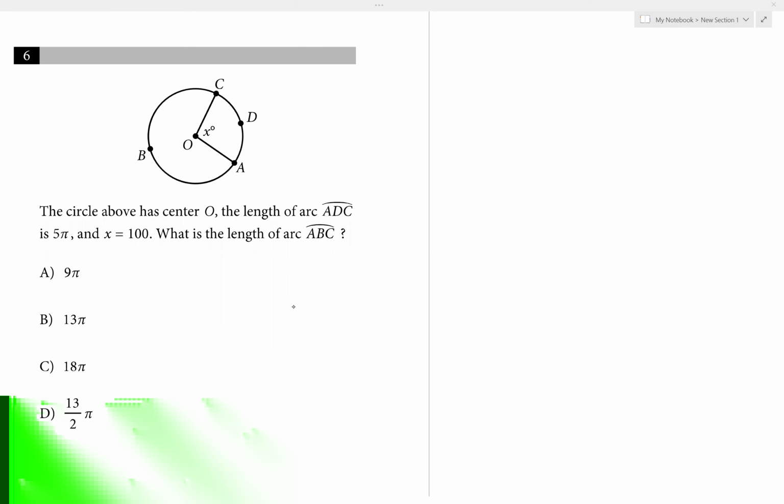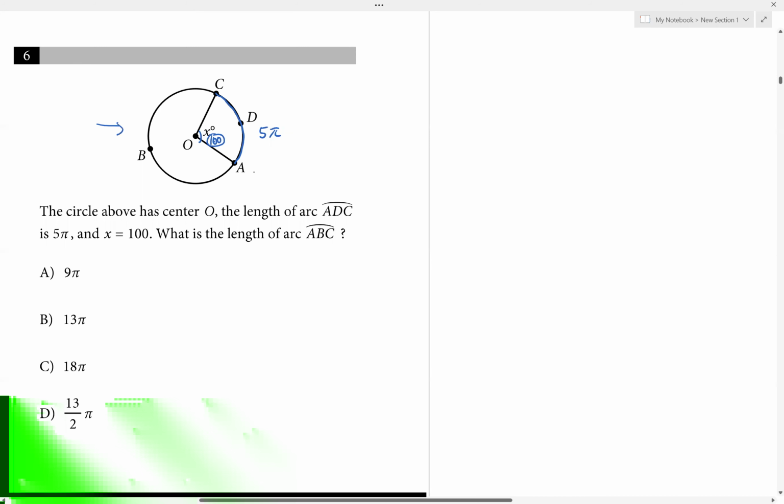All right, number 6. The circle above has center O. The length of arc ADC is 5 pi, and x equals the length of arc ABC. Okay, so we know this angle is 100 degrees, and we know the arc ADC, this arc here, is 5 pi. And we want to solve for the measure of the other arc, ABC, that's going the other way around, right?